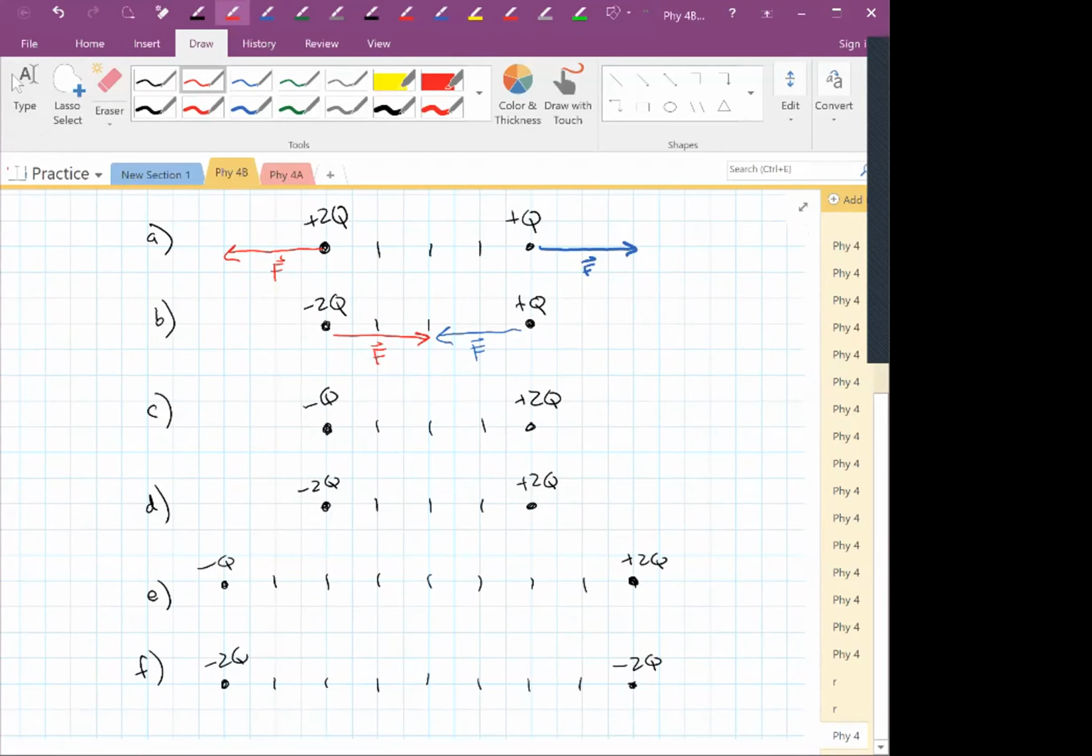So for C here, that's the exact same as the previous one, right? As far as the forces are concerned. So we have a force here and a force here. And then for the next one, the force would be twice as much and attractive. So I've got one that's in this direction and one that's in this direction.